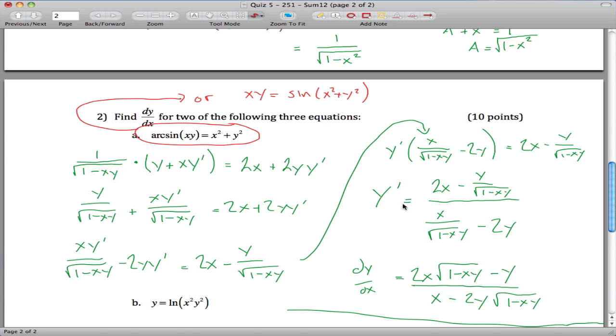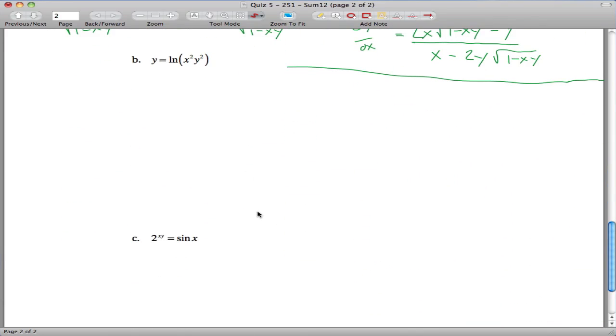It might not look identical. You might have to do a little simplification. But I imagine that way would be a little bit quicker. But I imagine most people will do it this way. All right.